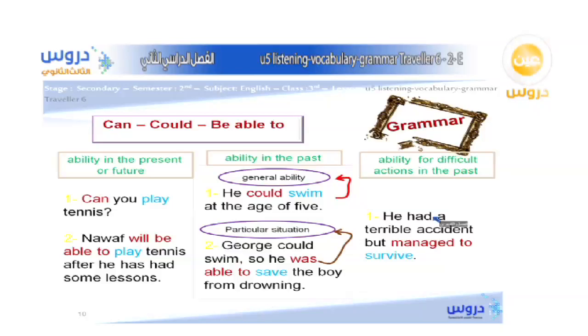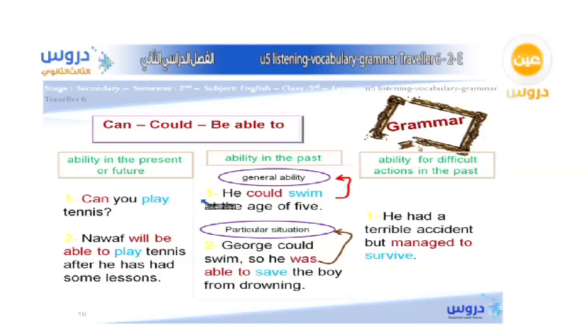Alright, Isra? And the last thing, it's not difficult, which is ability for difficult actions in the past. He had a terrible accident but managed to survive. Okay, he had a terrible accident but managed to survive.